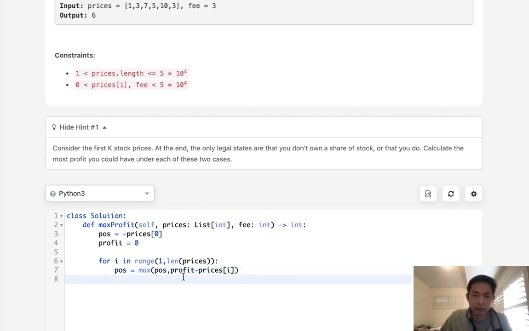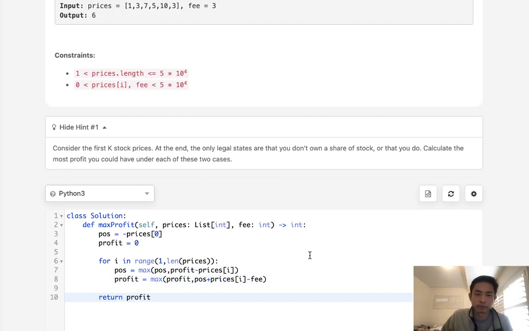And at that point, we don't actually take a transaction fee. That's going to happen when we take our profit here. So this would be the max of profit, or the position plus prices[i]. But don't forget, we also need to subtract the fee from our profit here. So whatever's the maximum here, we're going to store that. And then we can just return our profit.